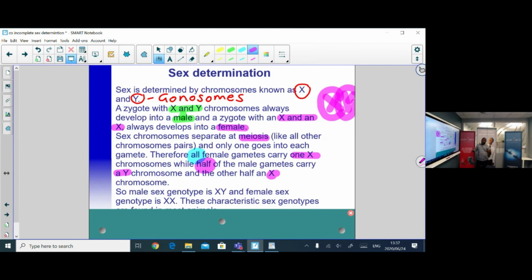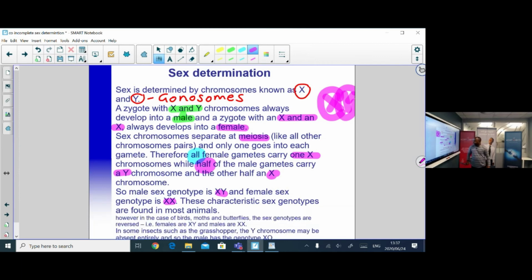So in females, all female gametes carry X. In men, there's an equal chance that one could be X, one could be Y. Okay. So male sex genotype is XY and female sex is XX. The characteristic sex genotypes is also found in animals. Okay, you look at that on your own.